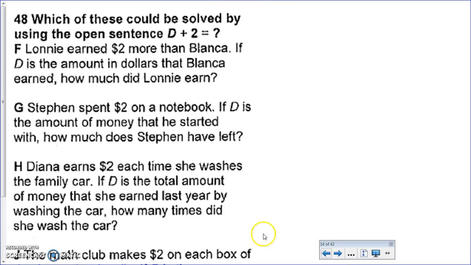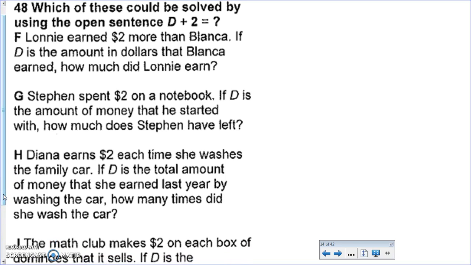For 48, it's asking which of these could be solved using the open sentence D plus 2. So we're going to do the same thing we did on the first one. We're going to go through and check each one of the options before we select our answer. So for F, Lonnie earned $2 more than Blanca. If D is the number of dollars Blanca earned, how much did Lonnie earn? So we've got D for Blanca, Lonnie got 2 more, so we're going to have D plus 2.